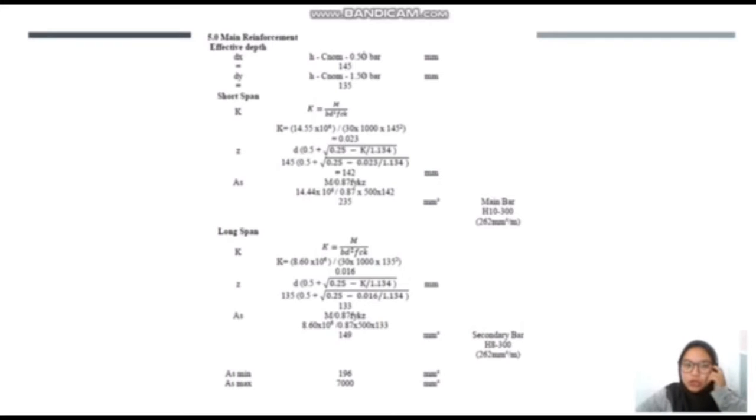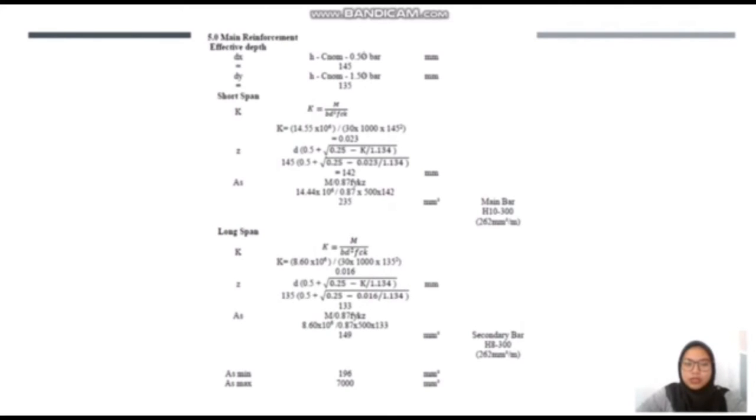So after that, we need to calculate main reinforcement. Effective depth dx is the formula h minus c nom minus 0.5 diameter bar. So we get 145 for dx, and then we calculate for dy. dy is h minus c nom minus 1.5 diameter bar, and then we get 135 mm. After that, we need to calculate k. The formula of k is M over b d square fck. So the answer is 0.023.